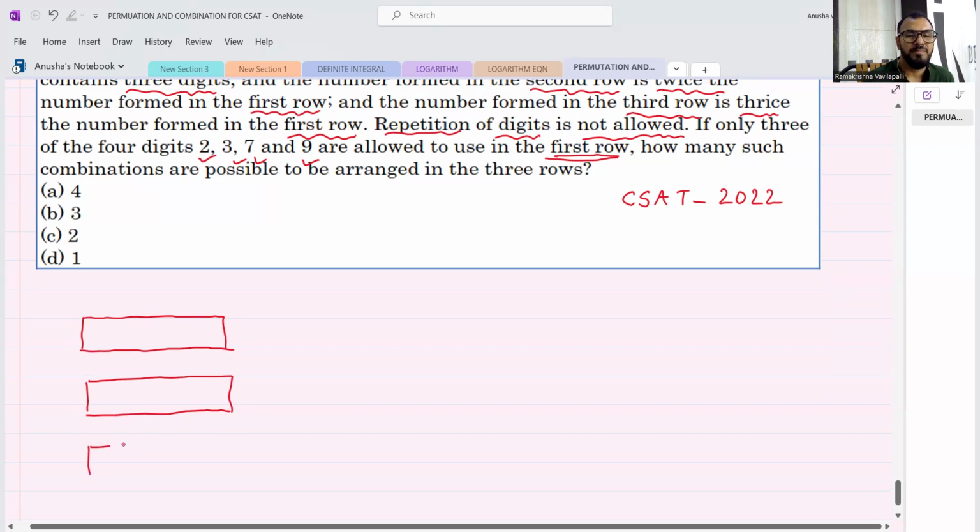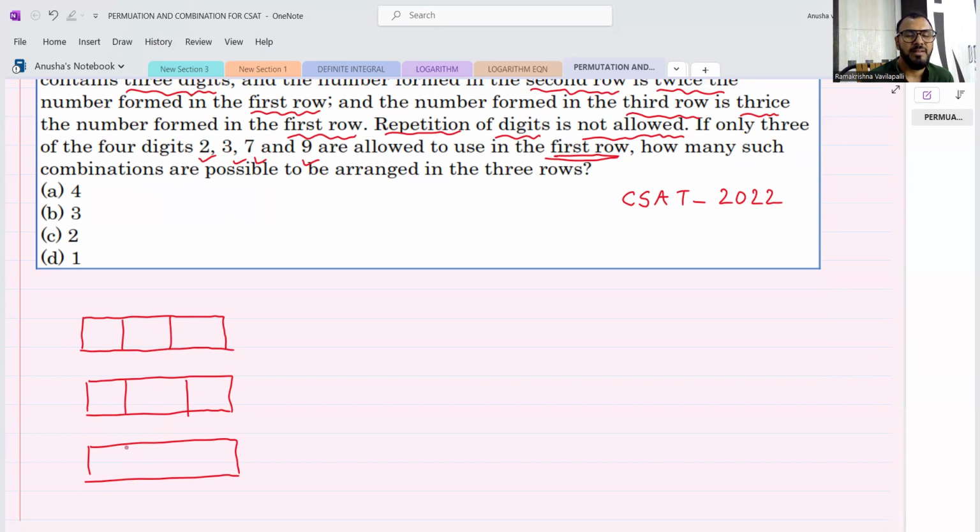Three rows, and each row contains 3 boxes. All right. Okay, if this is x, this is 2x, and this is 3x. Well, we have to use the digits 2, 3, 7, 9.